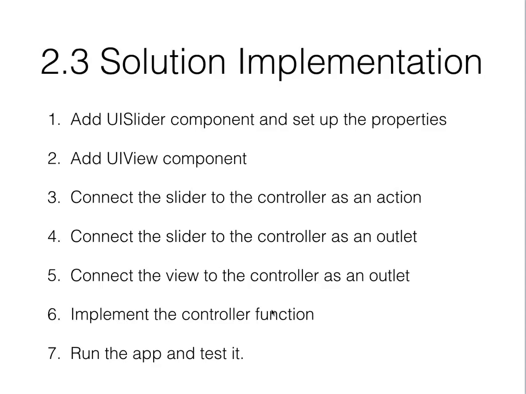We also need to connect to the view as an outlet. Since we want to change the color of the view, the controller needs to have an outlet connection to the view. And then finally implement the controller function, run the app, and test it. So this is iteration number 2. In the next video, we'll go ahead and implement those and take those steps.